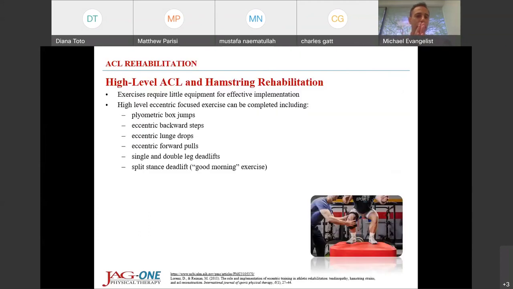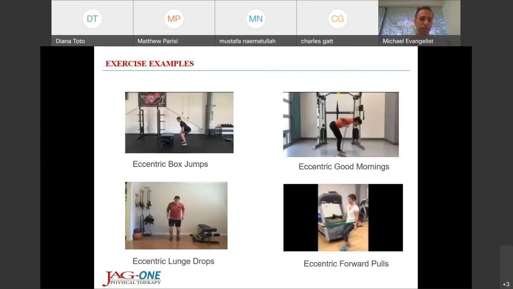Okay. High-level ACL and hamstring rehabilitation exercises require little equipment for effective implementation. High-level eccentric focused exercise can be completed, including plyometric box jumps, eccentric backward steps, eccentric lunge drops, eccentric forward pulls, single and double leg deadlifts, and then the split stance deadlift, also known as the good morning exercise. Pictures are here.